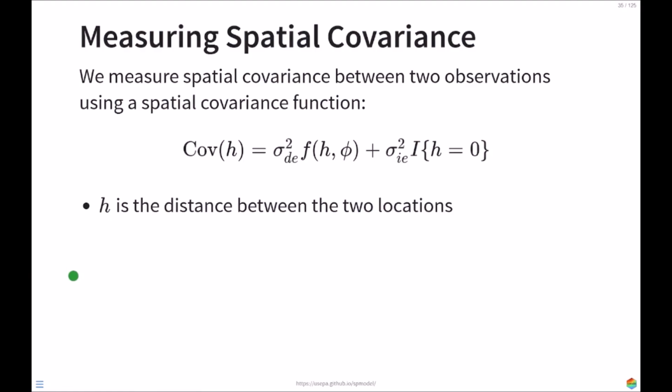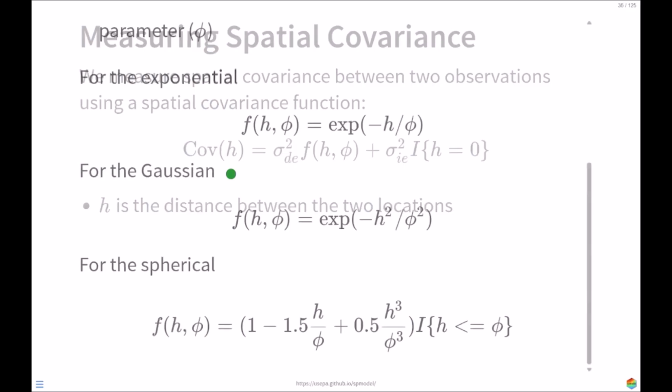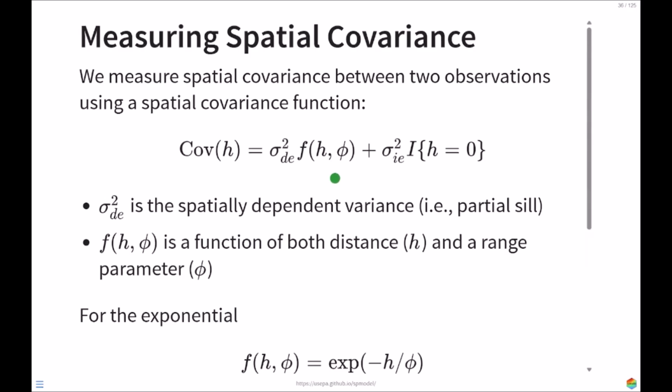So the way that we actually measure this strength of spatial covariance is using what we call a spatial covariance function. The first piece of this is that the covariance is based on h, which is the distance between the two locations, that straight-line or Euclidean distance. The next piece is this first component. There are really two parts of what we call the spatial covariance. The first is the spatial piece. The second is this non-spatial piece.